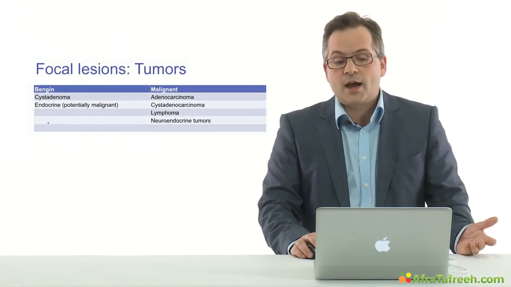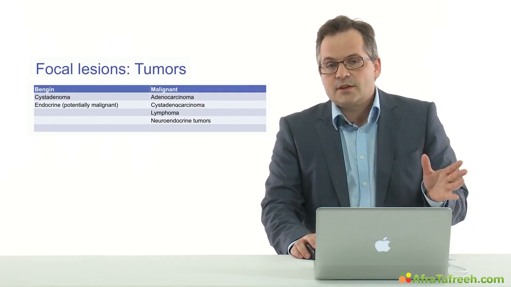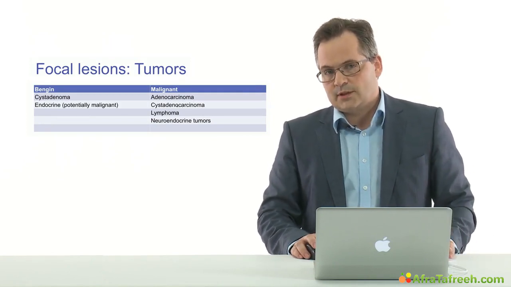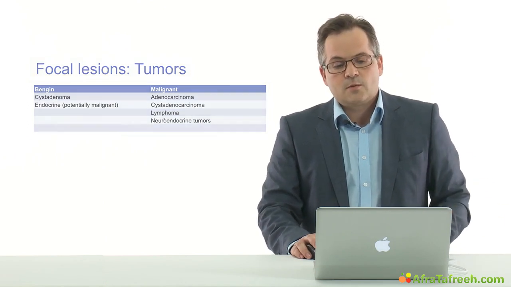Next we come to the focal lesions, the tumors of the pancreas. We have benign and malignant ones. And as I can say overall, it's not easy with an imaging modality to differentiate between benign and malignant. But the most important fact about a focal lesion in the pancreas is, when you find a hypoechoic lesion in the pancreas, we have to assume a malignant pancreatic tumor.